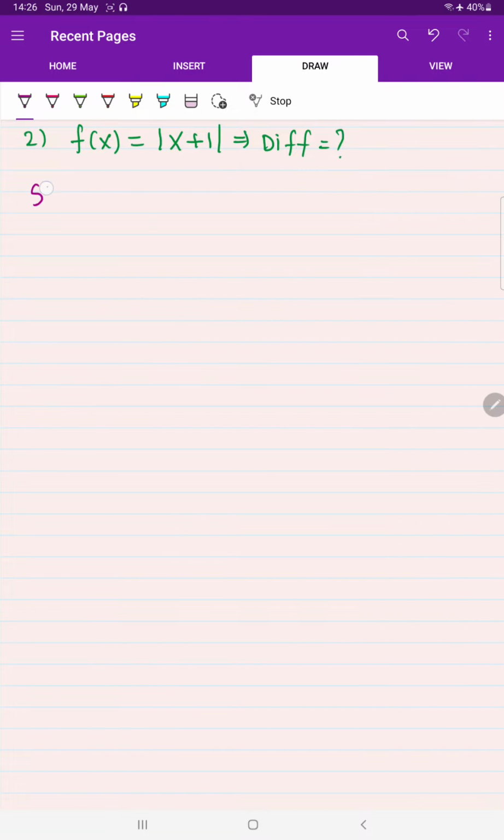Let us see the solution for this question. The solution for this question is, first we have to break the limits. So this mod of x plus 1 can be written as, we all know, minus of x plus 1. Of course, it can also be written as plus x plus 1, with its corresponding limits x less than and x greater than.